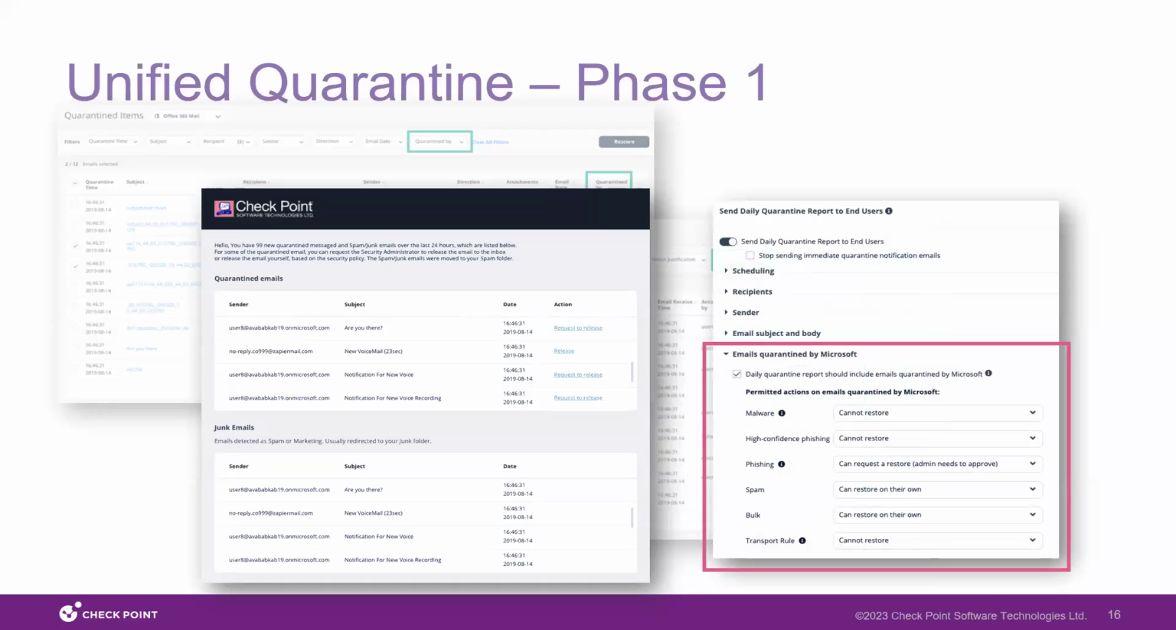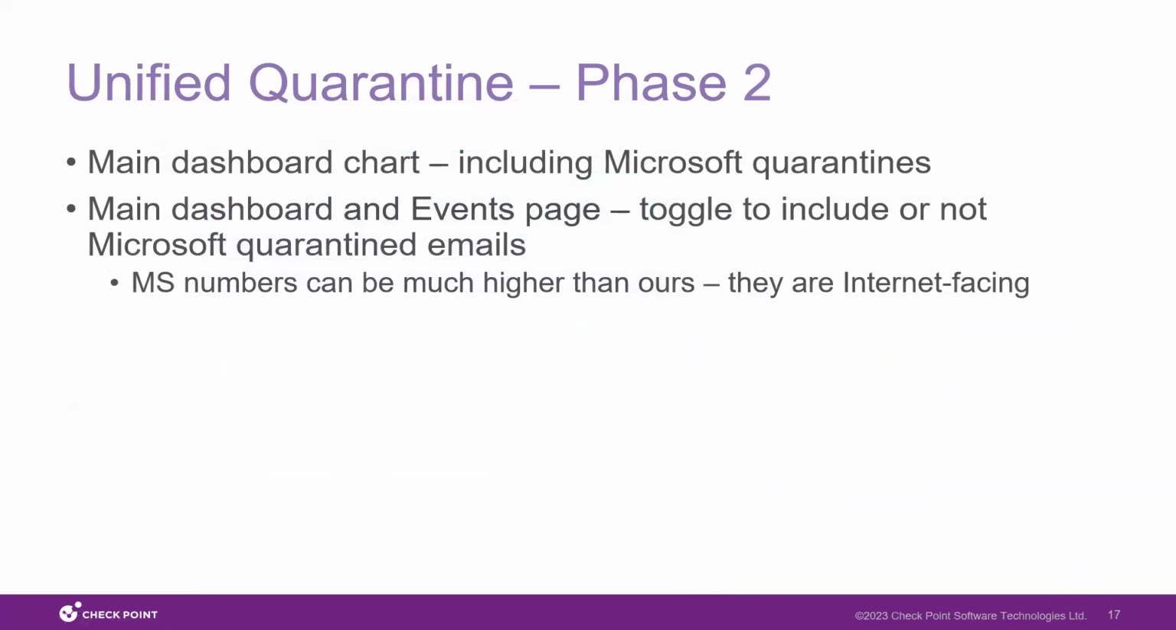So here's some of that configuration here. You can choose the action by the classification for Microsoft. And then the second part is just getting deeper, including more of this quarantine within our dashboards, within our reporting and filtering, so that, from an administrative standpoint, everywhere you look, if you want to see it with Microsoft's numbers or without, it's available.